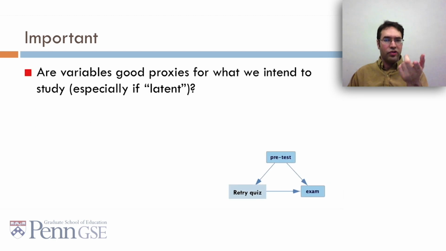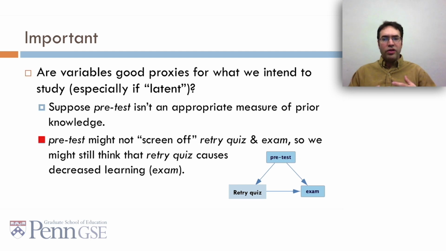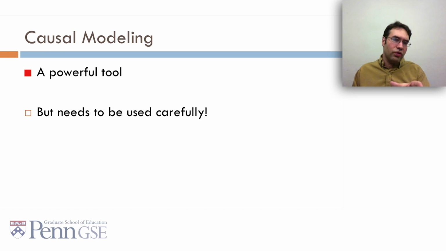Another important consideration, are variables good proxies for what we intend to study, especially if they're latent variables? Suppose pretest isn't an appropriate measure of prior knowledge. Pretest then might not screen off retry quiz and exam, so we might still think that retry quiz causes the decreased learning on the exam because our pretest didn't actually measure the fact that both were caused by prior knowledge. So it's important here, as with anywhere, to have good meaningful variables. So causal modeling is a powerful tool, but it needs to be used carefully. You can really mess it up.